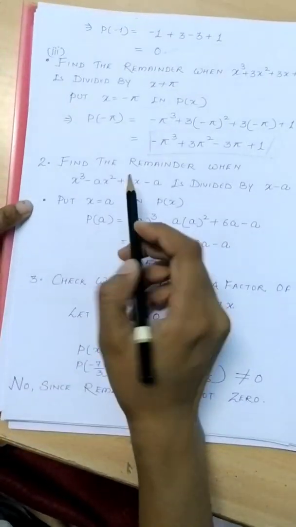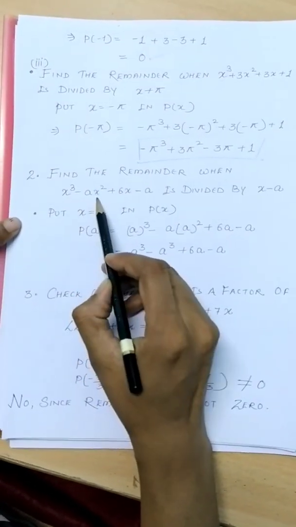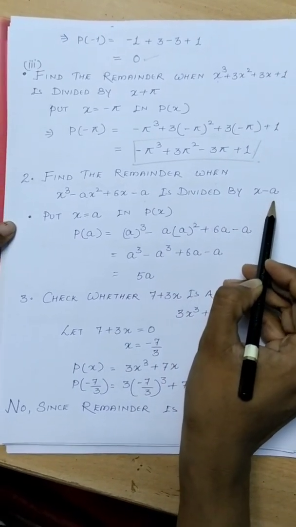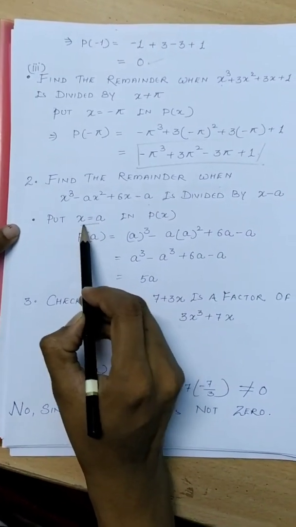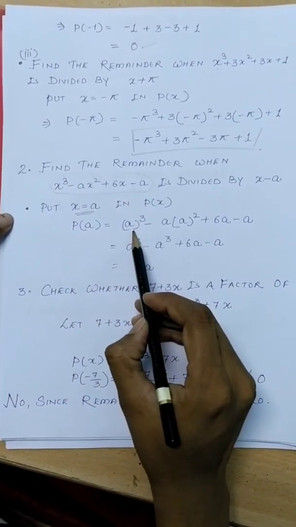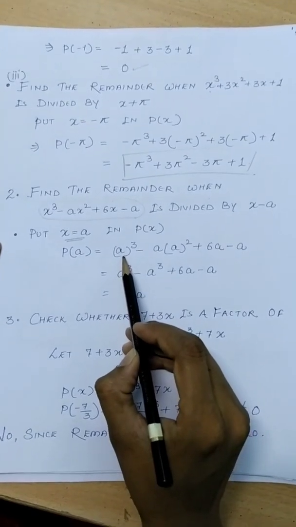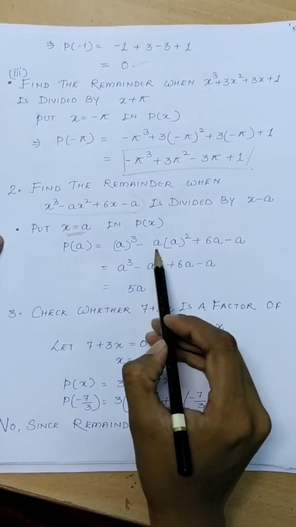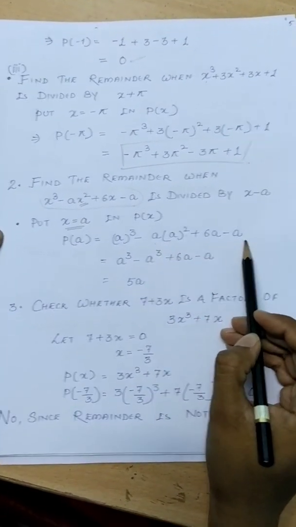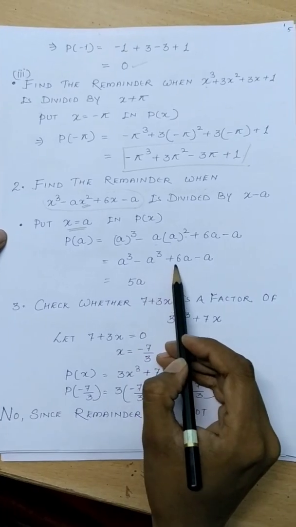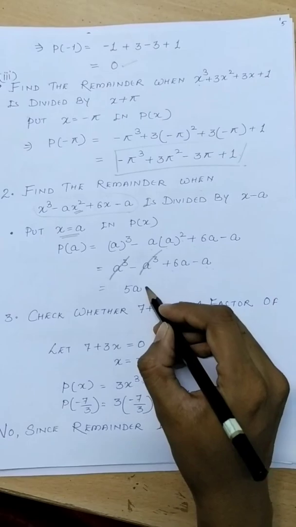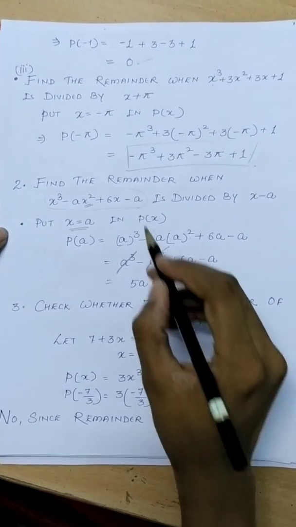Now next one is find the remainder when x cube minus ax square plus 6x minus a is divided by x minus a. So what we have to do, we have to put x equal to a again in this polynomial of x. Then you put a in place of x. So you will see a cube minus a will remain as it is. In place of x you are putting a, then square plus 6a minus a cube minus a cube plus 6a minus a. You can cancel this a cube, and 6a minus a will be 5a. So 5a will be the remainder.